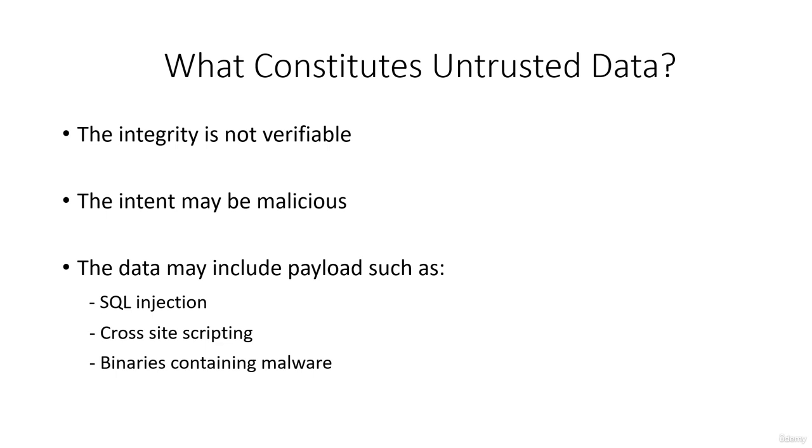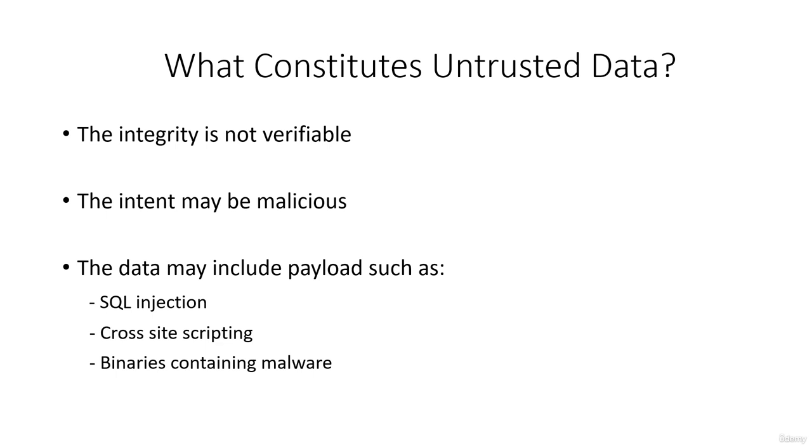The first one is that the integrity is not verifiable. It has been sourced from outside the system, so we don't necessarily have confidence that it hasn't been manipulated in some other way outside of what the system would normally expect. That may have happened in the user's browser, or it may have happened by a man in the middle. So there are various ways the integrity may have been modified.